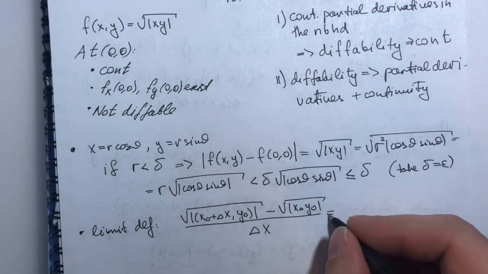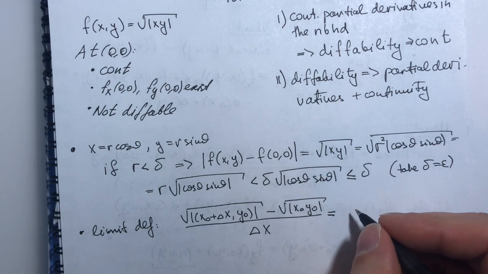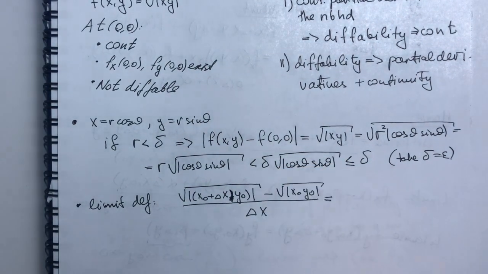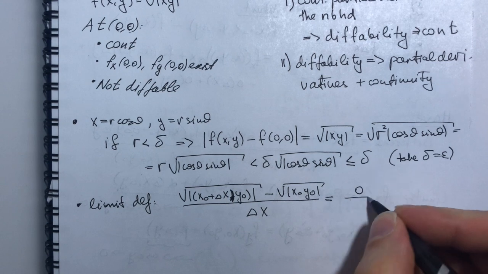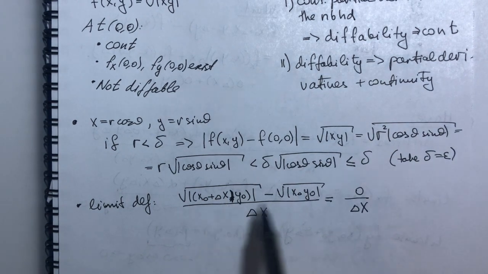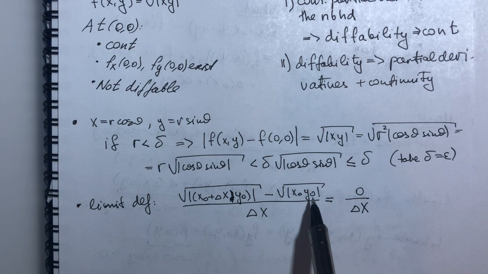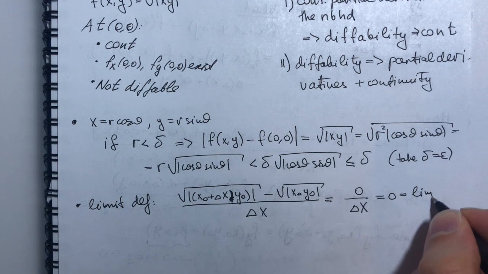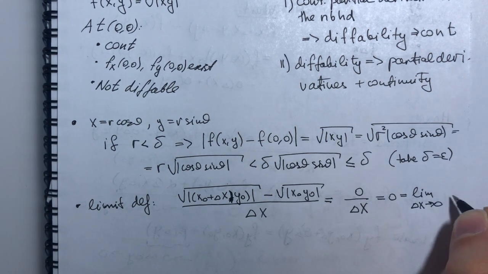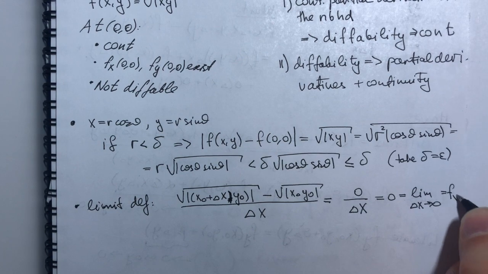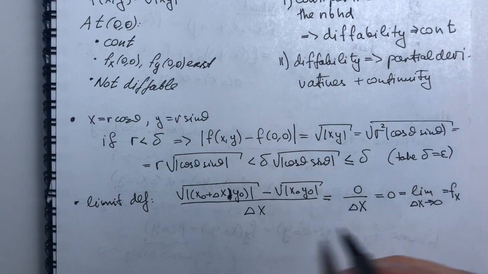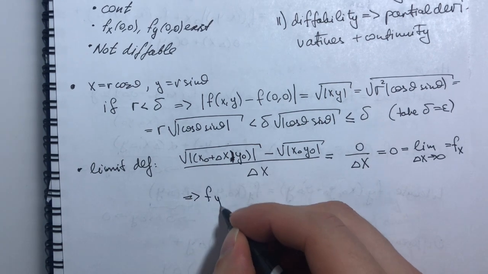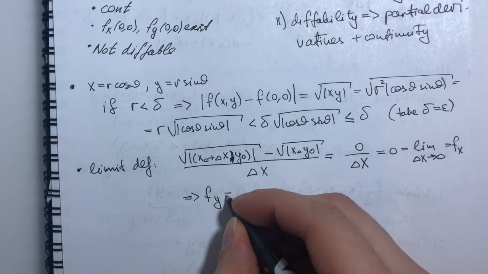So this simplifies down to, sorry, of course, this is not a comma here, it's a bracket. So this is simply 0 divided by delta x, because both of these square roots are 0 when x naught and y naught are 0. So this is 0, and this is our limit as delta x tends to 0. And this is the partial derivative of f with respect to x. Likewise, we can get that the partial derivative with respect to y is 0.